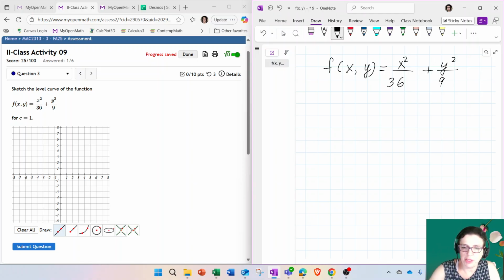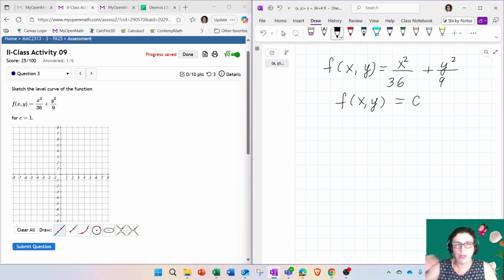The level curve is defined as: let's make our function equal to some number, we'll call it c, and we want to find what values of x and y satisfy this equation. Any pair of x and y that, when we plug it into our function, gives the same value of c, the collection of all these points is called a level curve. It tells you which points on the graph have the same elevation equal to c.